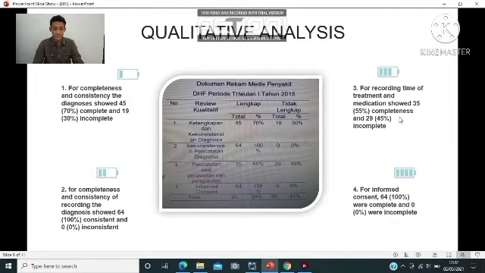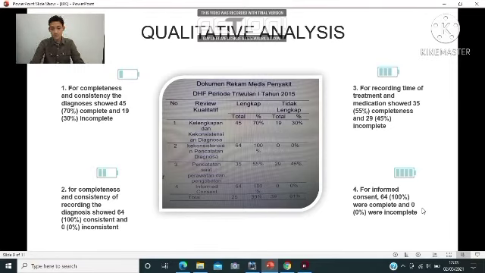From this result, it can be concluded that the incompleteness of the qualitative analysis is mostly found in the recording section during treatment, namely 35 or 55% completeness and 29, 45% incompleteness.